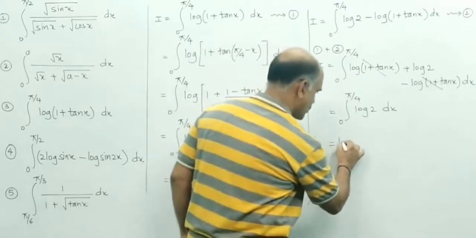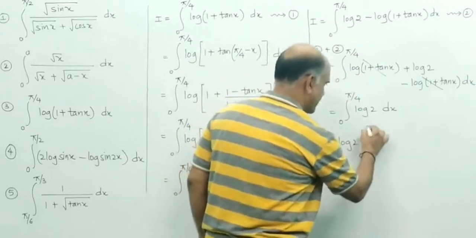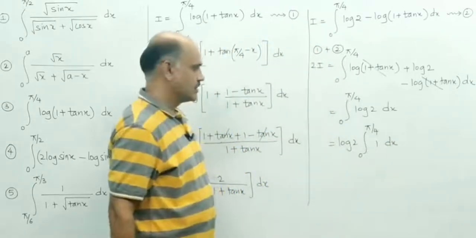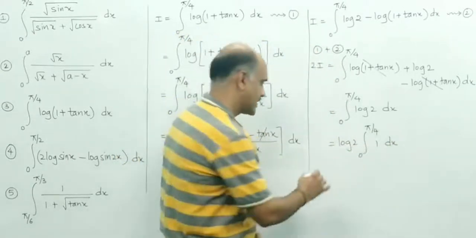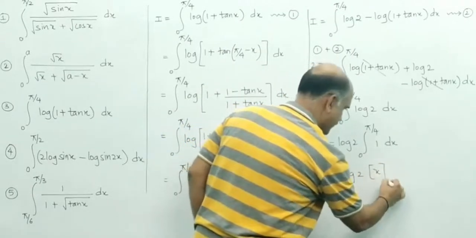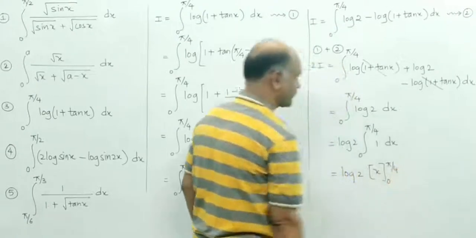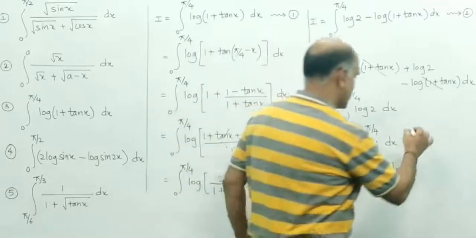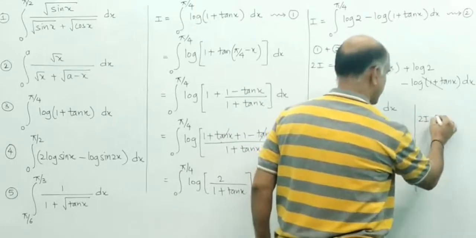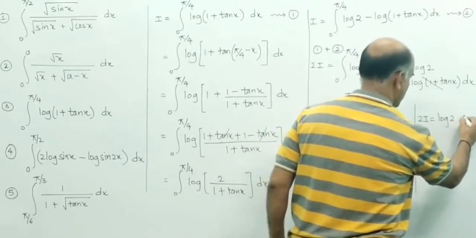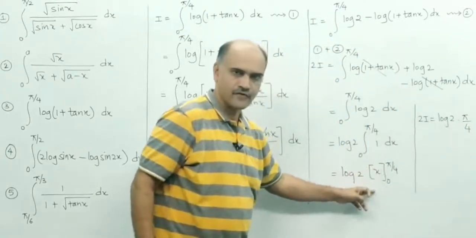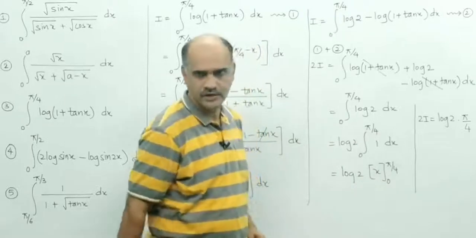So log 2, 0 to pi by 4, 1 into dx. So integration of 1 is x. So log 2 x, limit from 0 to pi by 4. So now substitute upper limit minus lower limit. So 2I is equal to log 2 into pi by 4. So I substitute upper limit pi by 4, lower limit is 0.